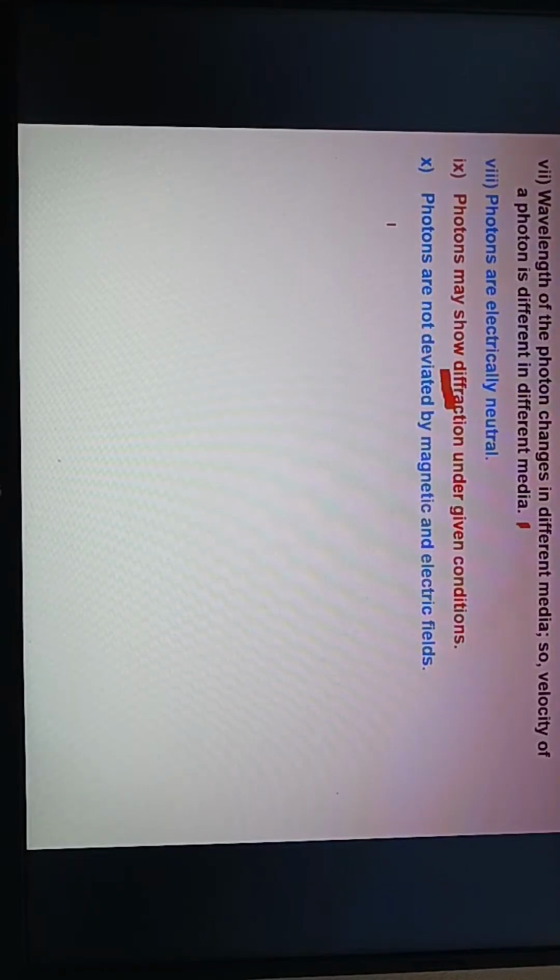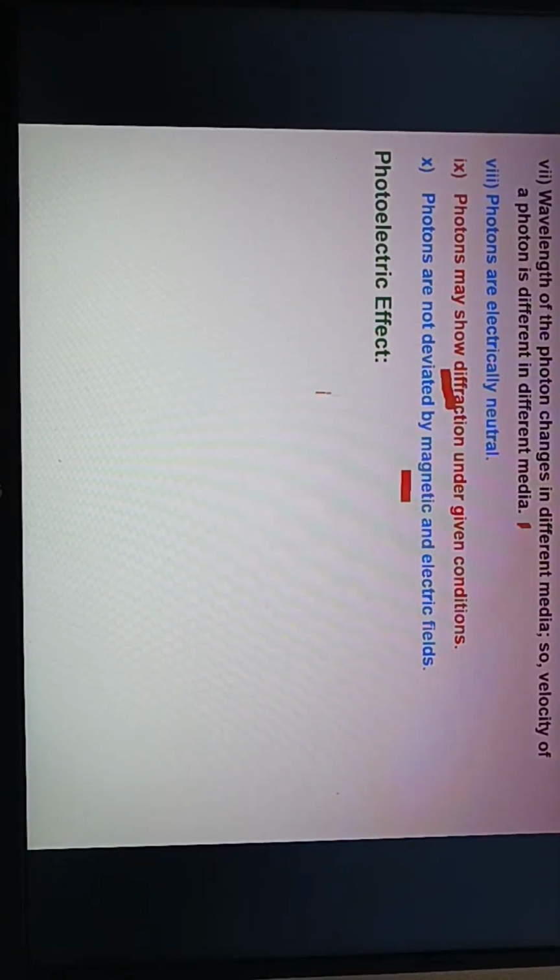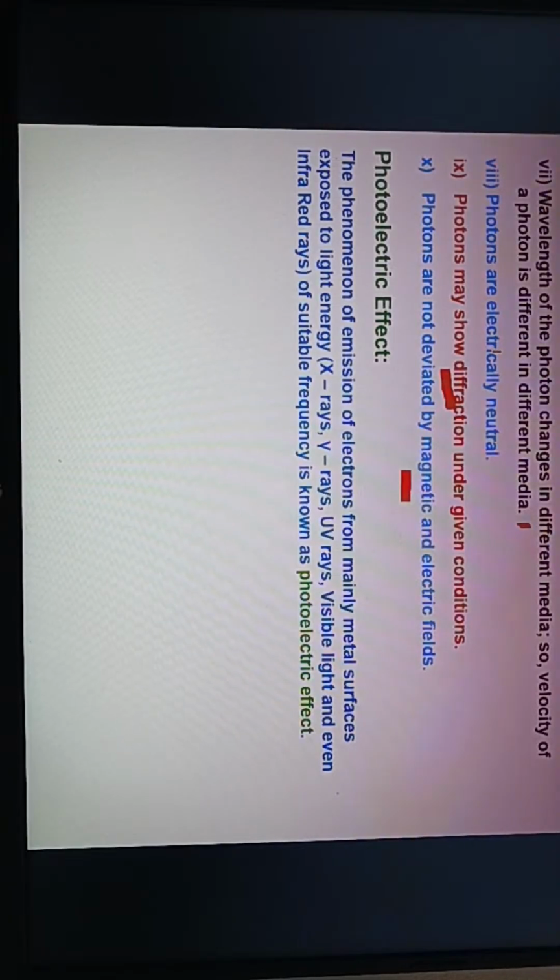Next. Photons are not deviated by magnetic and electric fields. Same thing only. Electrically neutral, that's why it will not deviate. Electron deviates or not? Sir, electrons deviate. Who explained this? J.J. Thomson. Just now I showed you the YouTube video. Yes, sir. Next. Photoelectric effect starts now. That is about introduction. Next.